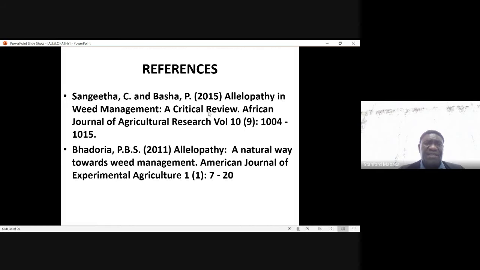Well, these are some of the references which you may read about allelochemicals, the application of allelopathy in weed management. I think these two references are good.